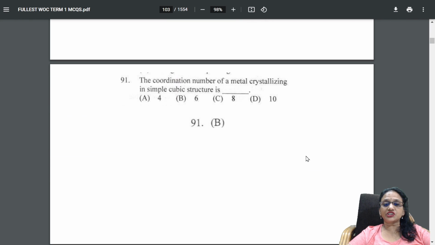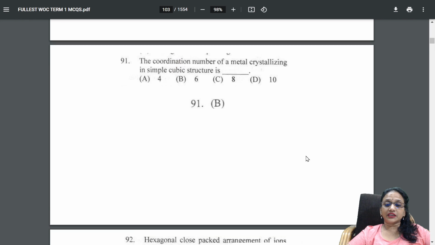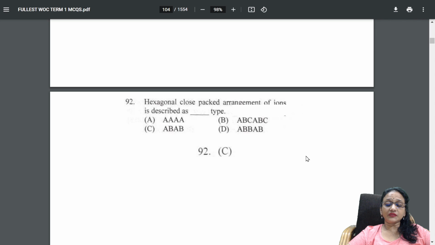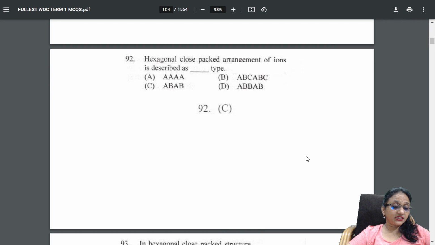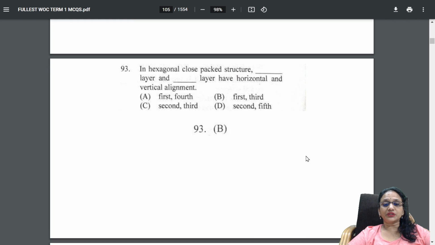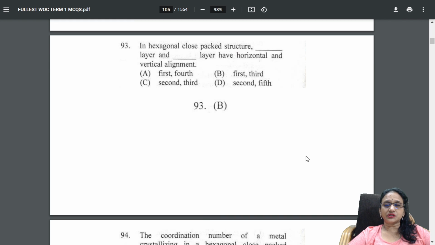All right, the coordination number of a metal crystallizing in a simple cubic structure. Okay, in simple cubic, what is the coordination number? How are the atoms arranged and what is the coordination number? Okay, next question: hexagonal HCP packing. You can ask me doubts if you have not understood this concept. I have done a packing video also. Please check it. So many questions, right, students? Every question is from every line of NCERT.